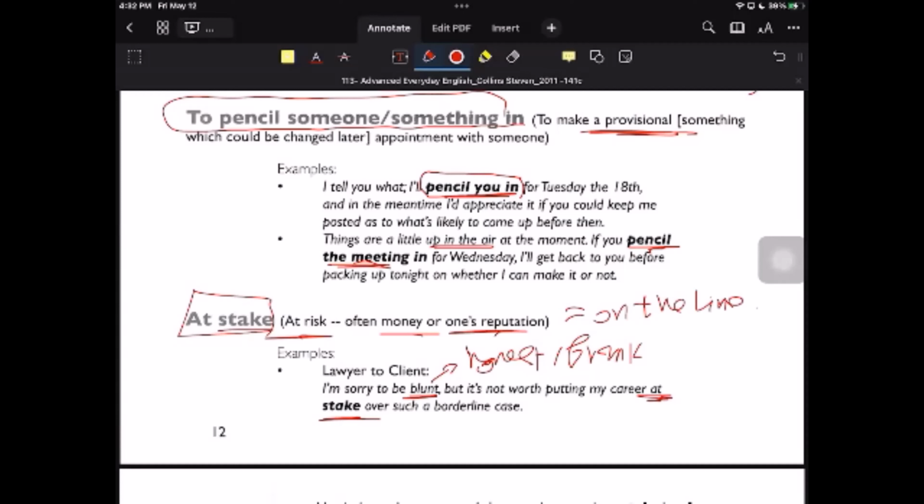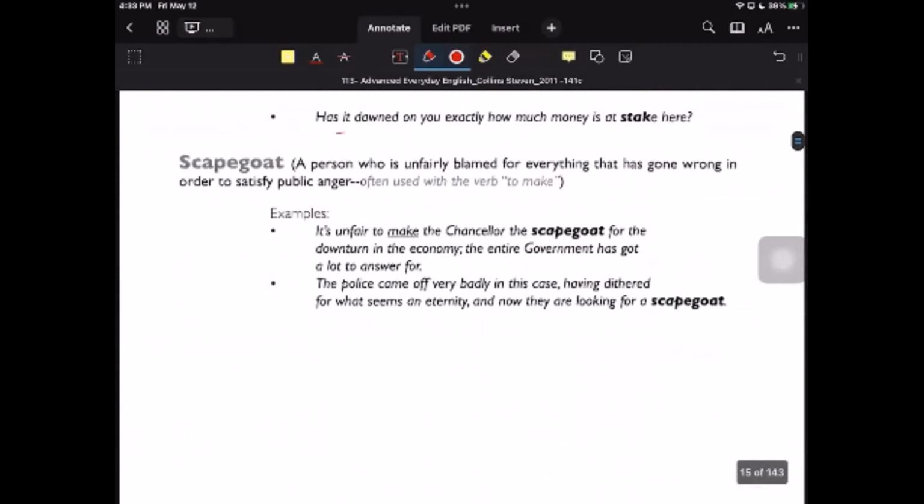My job is on the line. This is an idiom as well. Okay, amazing. Has it dawned on you exactly how much money is at stake here?